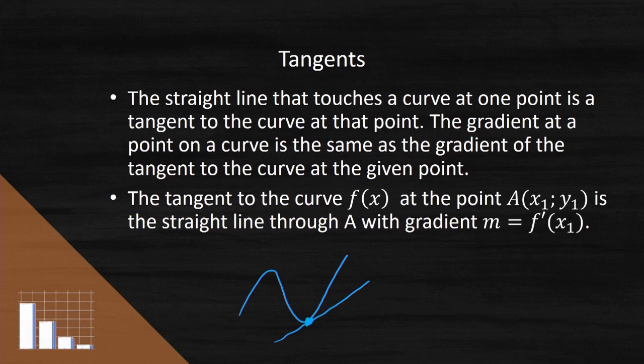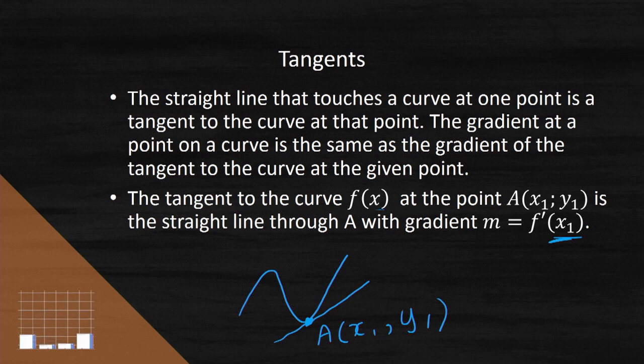In other words, the gradient of my cubic function here would be the same as the gradient of the straight line. So if we have a tangent to curve f of x at a point, so say this is the point A with coordinates x1, y1, then the straight line that's going through that point A will have the gradient given by the derivative of f at that point x1.